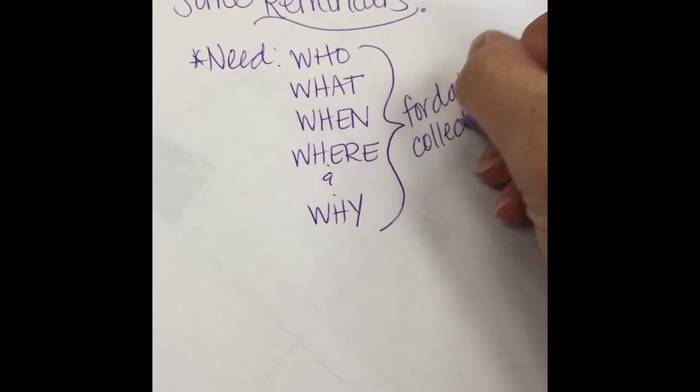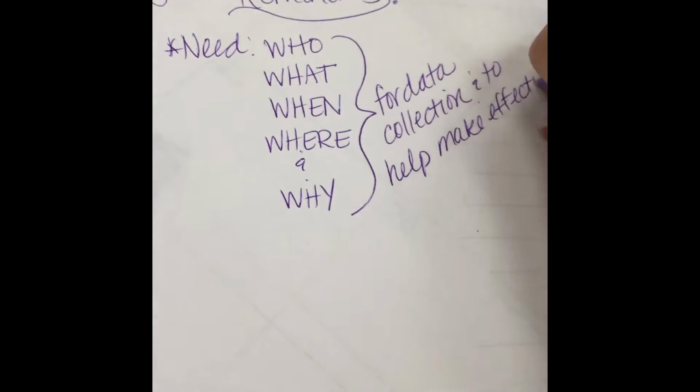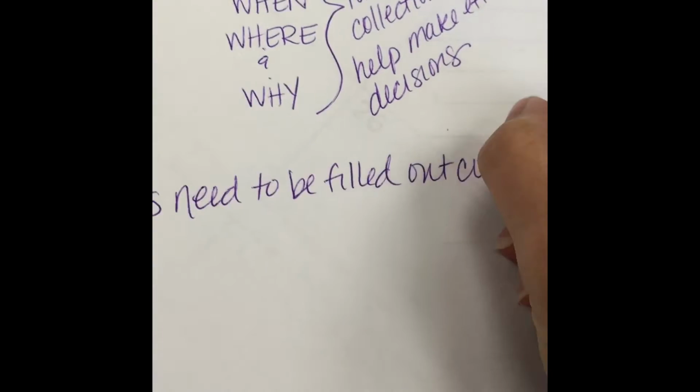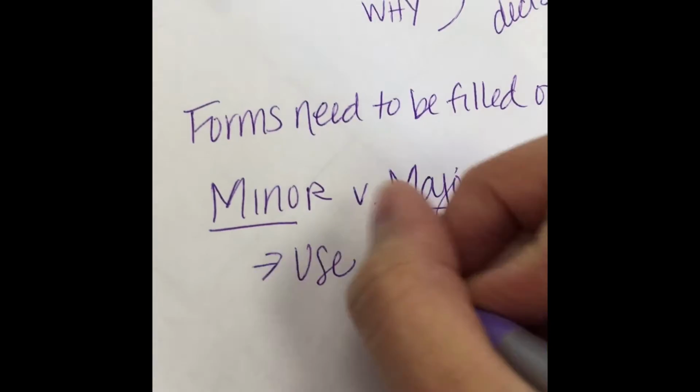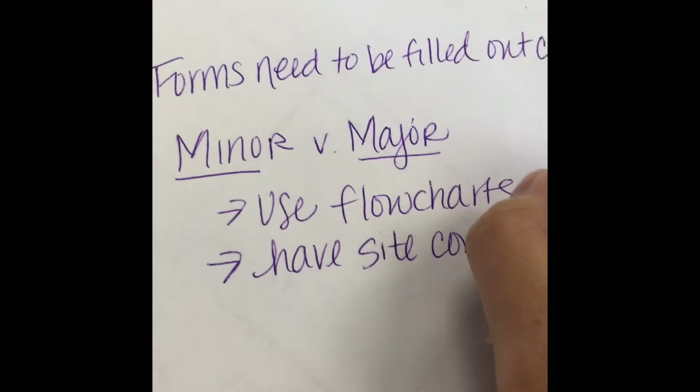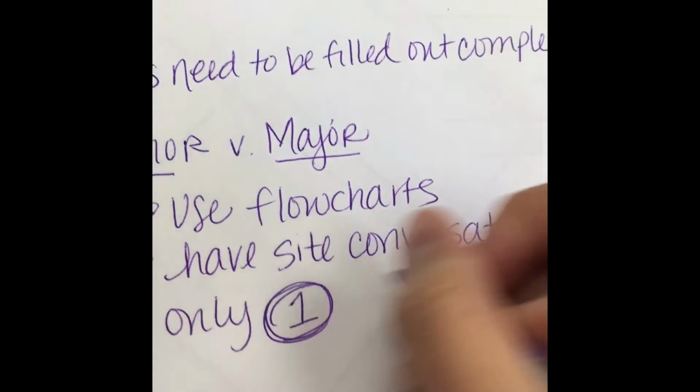Forms need to be filled out completely or they may be kicked back to you. As for minor versus major behavioral problems, please utilize the flowcharts, have site conversations about behavioral issues, and remember that only one behavior problem can be recorded into our data collection system.